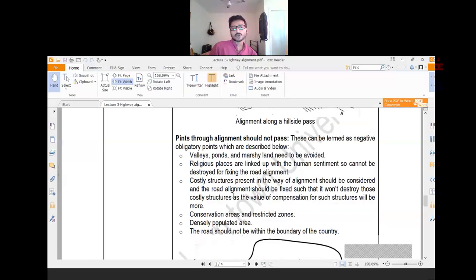Next one is costly structures. Costly structures present in the way of the alignment should be considered, and the road alignment should be fixed such that it won't destroy those costly structures. Suppose some costly structure or heritage place is there. In that case, you can slightly deviate your highway alignment so that all this construction will remain intact and is not destroyed by the alignment process.